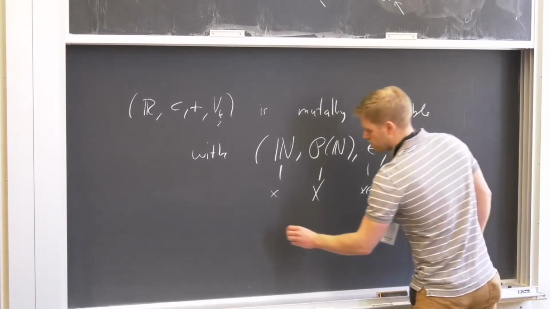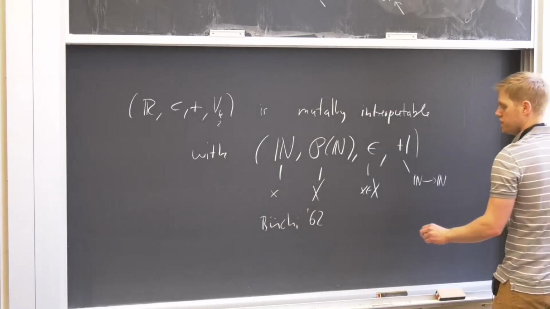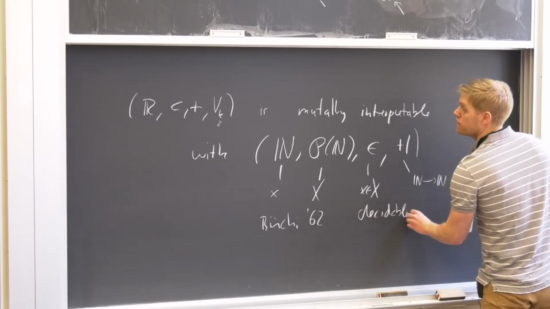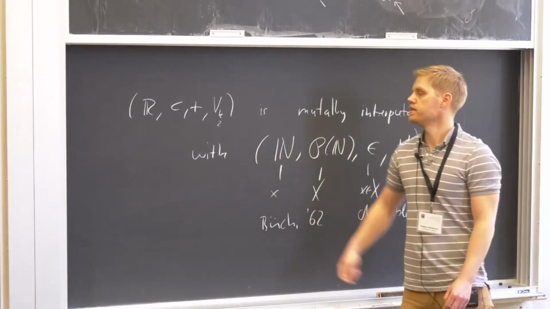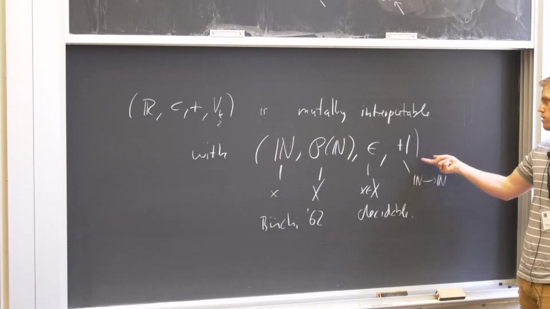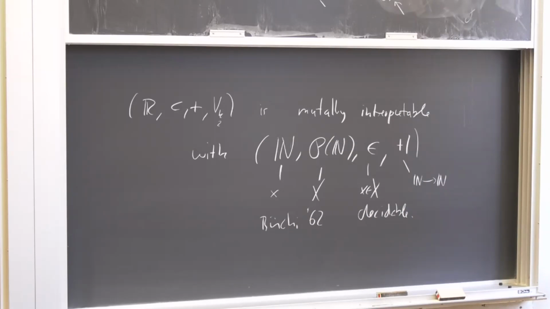And this structure here, and this is an old result of Büchi from '62 or so, is decidable. And so the theory of this one here is also decidable. Indeed, we really don't have any other example of a real field of type B structure which is not mutually interpretable with some expansion of this thing. So as far as we know, all the type B expansions that we understand come from this.